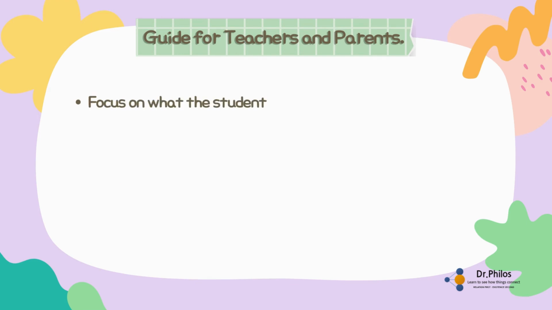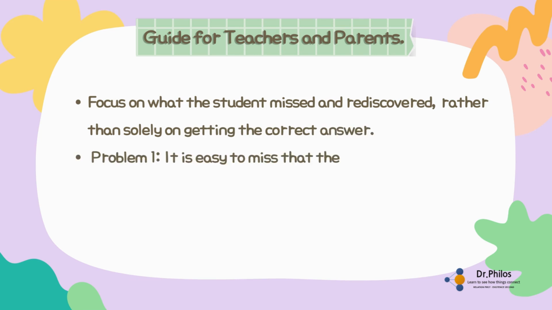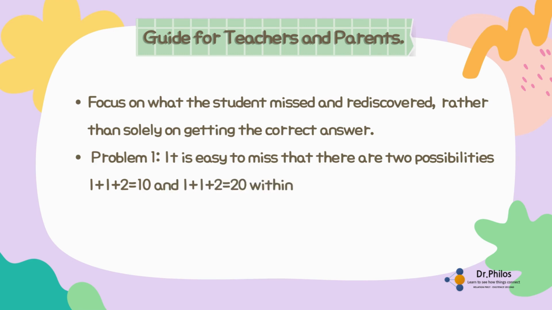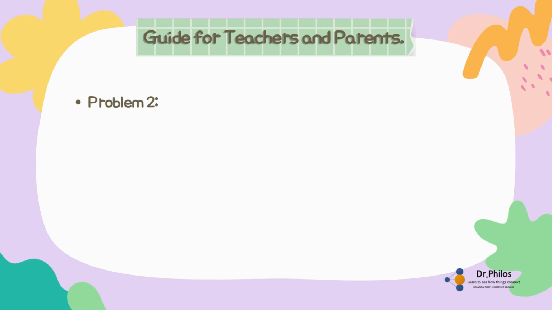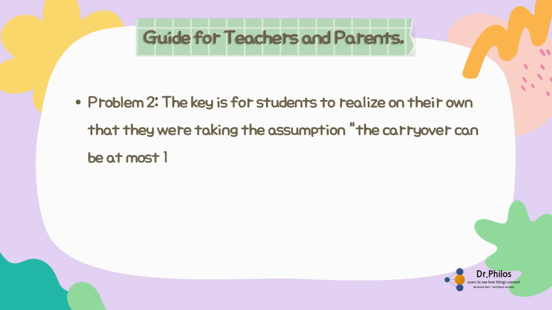Focus on what the student missed and rediscovered, rather than solely on getting the correct answer. In problem 1, it is easy to miss that there are two possibilities: I plus 2 equals 10 and 20 within the condition when the carryover is 2. In problem 2, the key is for students to realize on their own that they were taking the assumption the carryover can be at most 1 for granted.